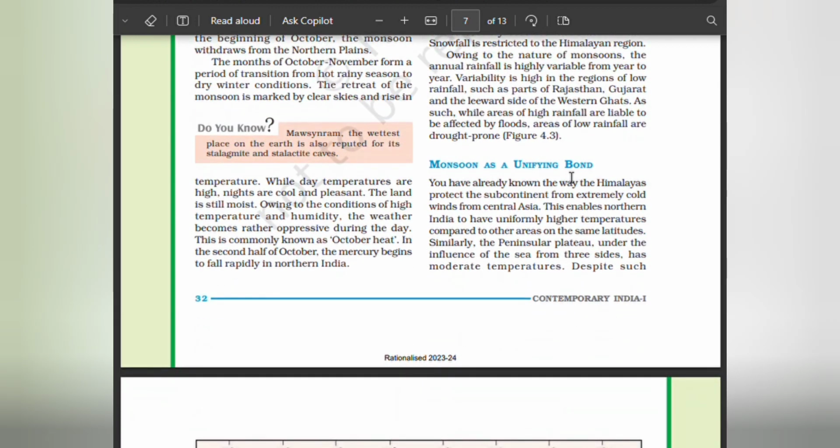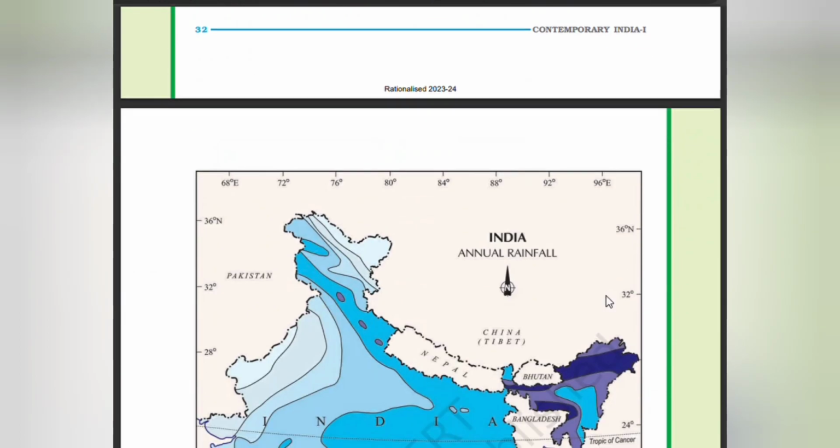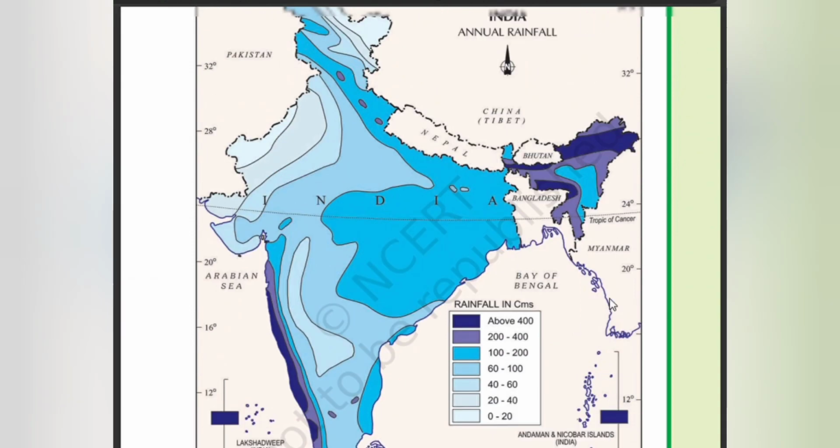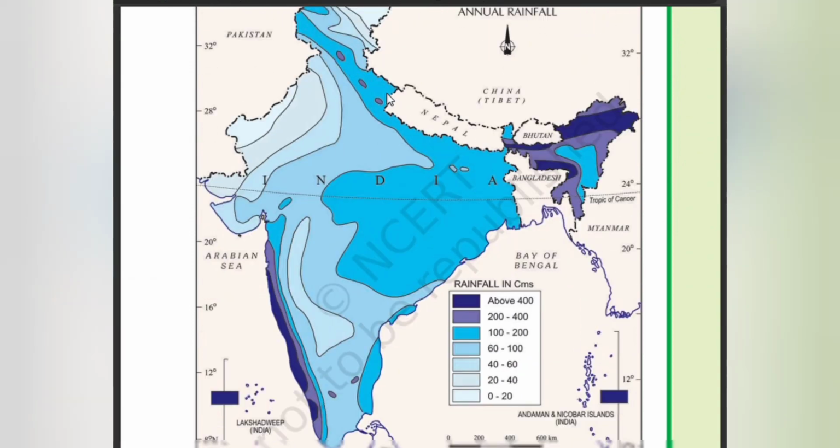Monsoon as a unifying bond. We already know the way the Himalayas protect the subcontinent from extremely cold winds from Central Asia. This enables northern India to have uniformly higher temperatures compared to other areas at the same latitudes. Similarly, the Peninsular Plateau, under the influence of the sea from three sides, has moderate temperature. Here is the annual rainfall shown in centimeters.